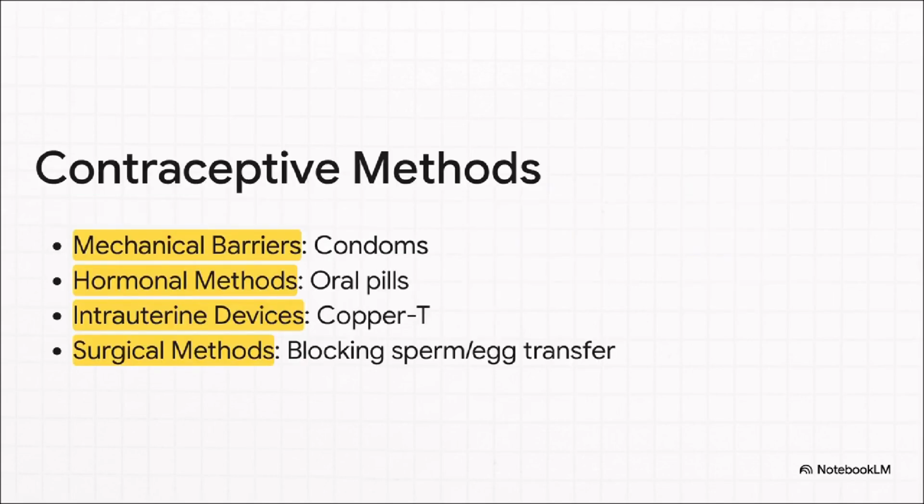Now, because this whole process is such a huge part of human life, we've also come up with some pretty clever ways to manage it through contraception. And these methods work in a few different ways. You've got mechanical barriers, like condoms, that just physically stop the sperm from getting to the egg. There are hormonal methods, like birth control pills, which change the body's chemistry so an egg isn't released. And then you have surgical methods, which are a more permanent way to stop fertilization from happening.